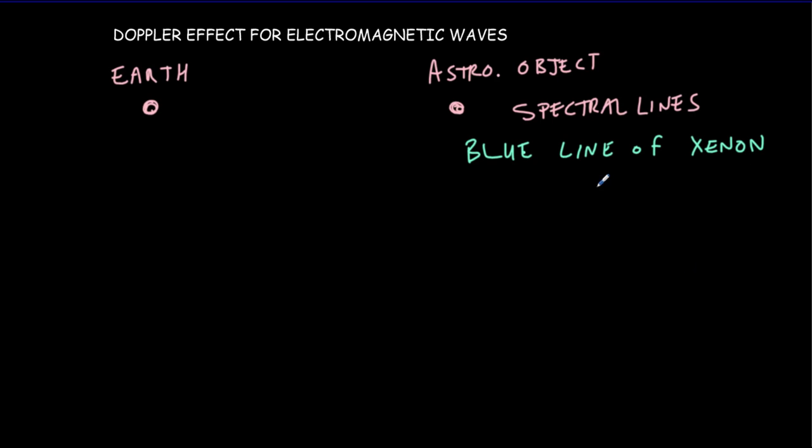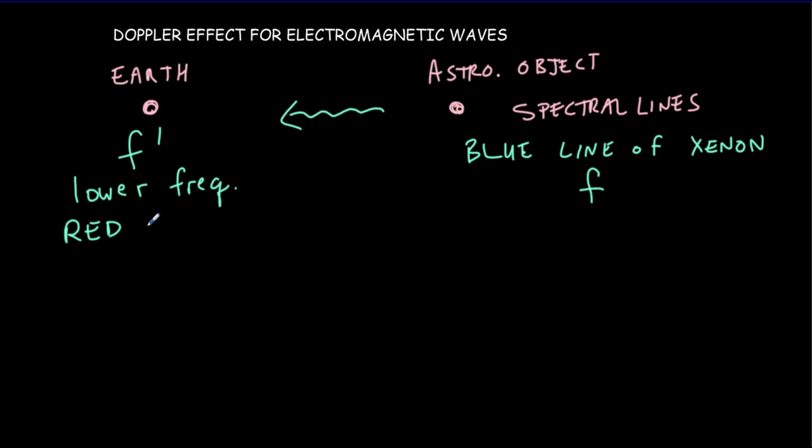And it would have a well-known frequency. However, when that frequency travels to the Earth, it might be received at a different frequency. And it would likely be a lower frequency. And when it's received at a lower frequency, we call that a red shift. And we call it a red shift because red light is at the low frequency end of the visible spectrum.